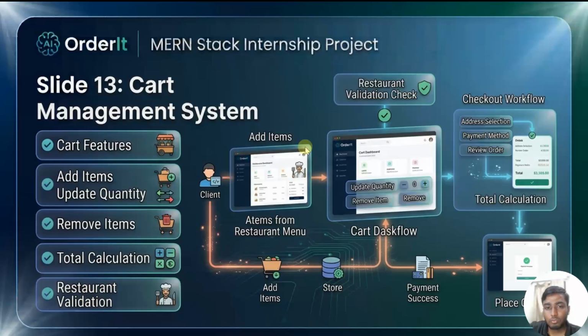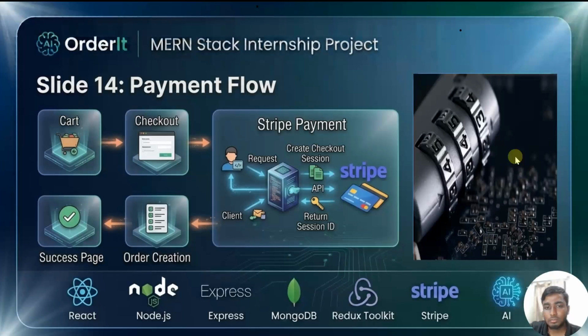And restaurant validation: this is the workflow where we can add the items, and a restaurant validation check verifies whether that particular food is available or not. Then there is the workflow for total calculation, like address selection, payment method, and review order. The payment method may be cash on delivery or online payment, the address selection should be correct, and we can see the total calculation there. This is the workflow of the cart management system.